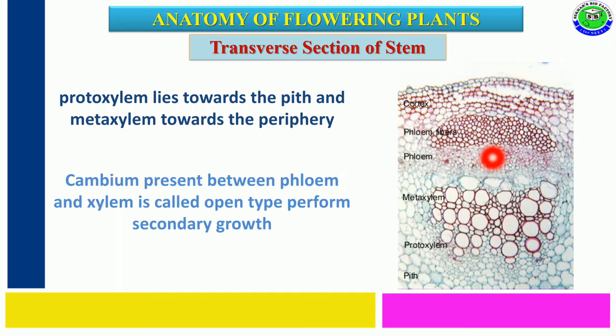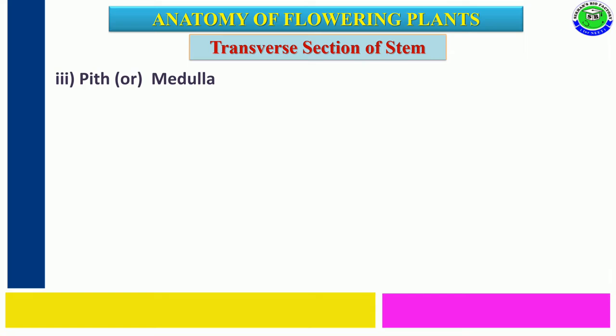In between xylem and phloem, there is a cambium. A well developed cambium is present. That's why it is called an open type of vascular bundle. This cambium helps in secondary growth. The third part is the pith or medulla.